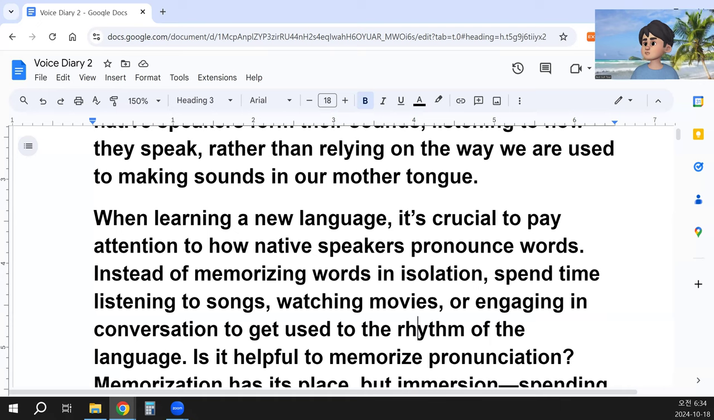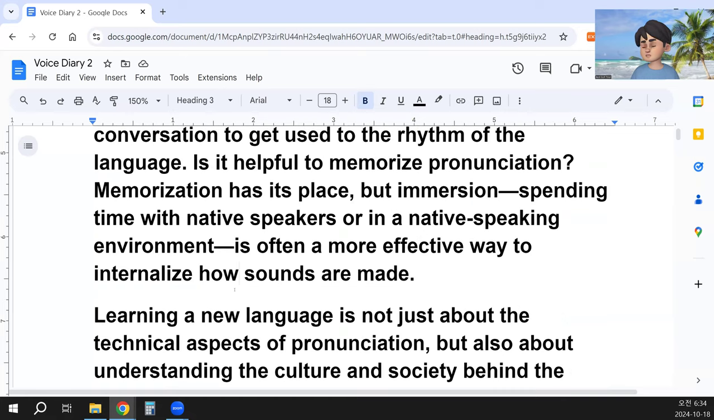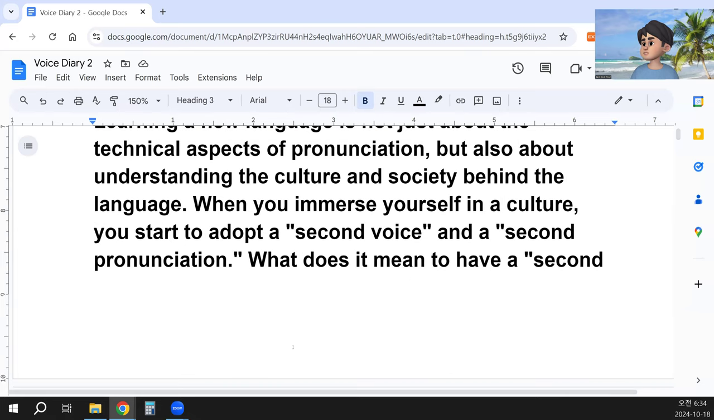Get used to the rhythm of the language. It is helpful to memorize pronunciation. Memorization has its place, but spending time with native speakers in a native-speaking environment is often a more effective way to internalize how sounds are made. Learning a new language is not just about the technical aspect of pronunciation, but also about understanding the culture and society behind the language. When you immerse yourself in the culture, you start to develop a second voice, or second pronunciation.